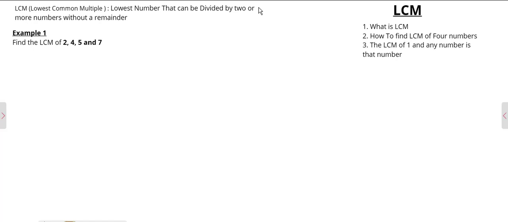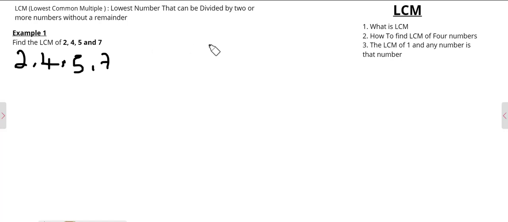So we'll begin with our very first example of the day, which says find the LCM of 2, 4, 5, and 7. And as usual, we first begin by writing them down: 2, 4, 5, and 7.